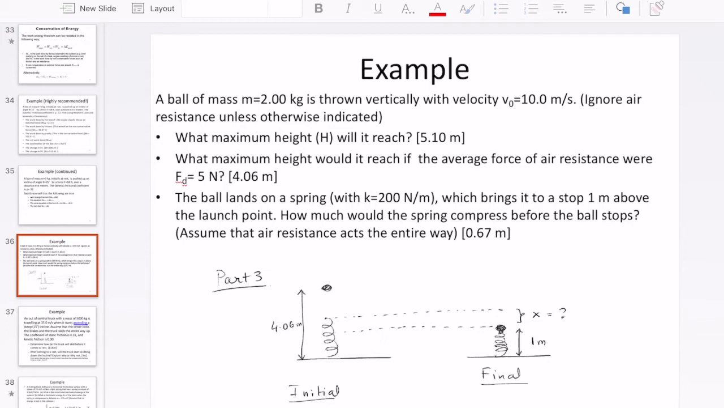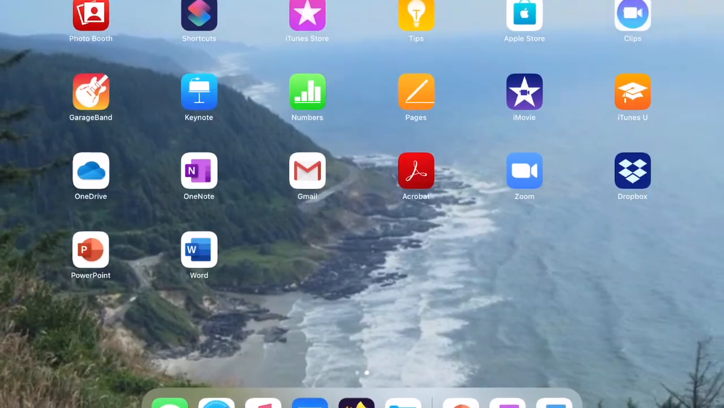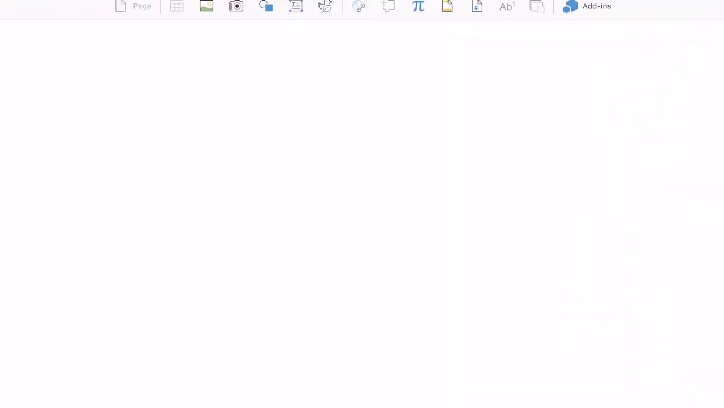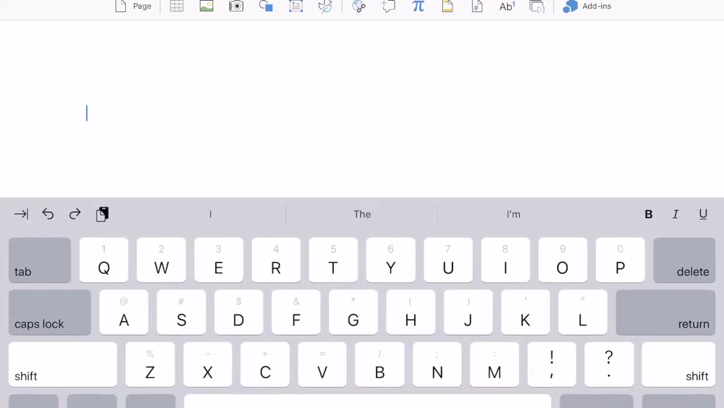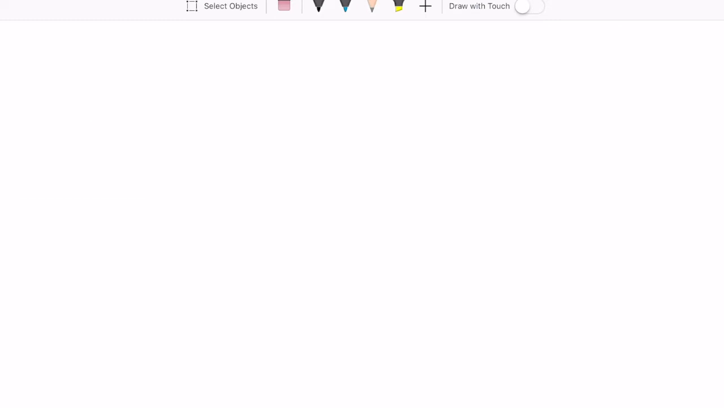So, what we had learned so far in the previous videos was the work kinetic energy theorem, which just says that net work equals the change of kinetic energy. We also learned the definition of potential energy, which says that the work done by a conservative force is equal to the negative of the change of potential energy.